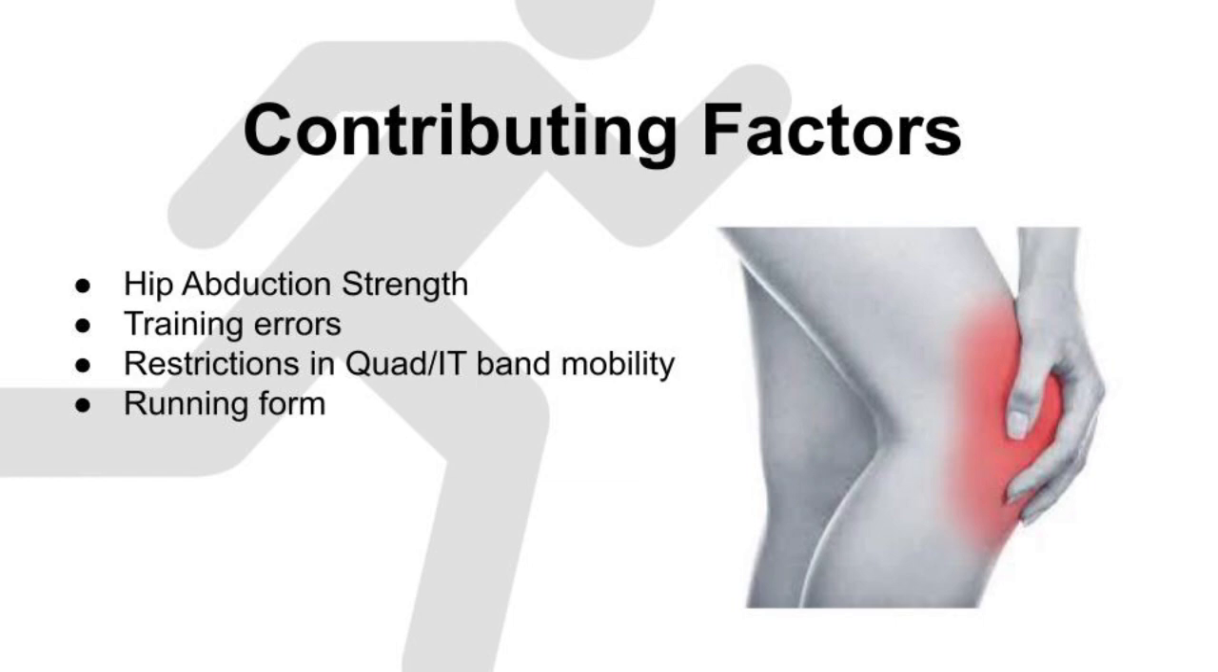Now, we see a lot of issues for the IT band, and the question is, okay, why? Hip abductor strength, it's a huge one. Training errors, restrictions in quad and IT band mobility, and running form. And we'll go through each of these and tell you what that means.